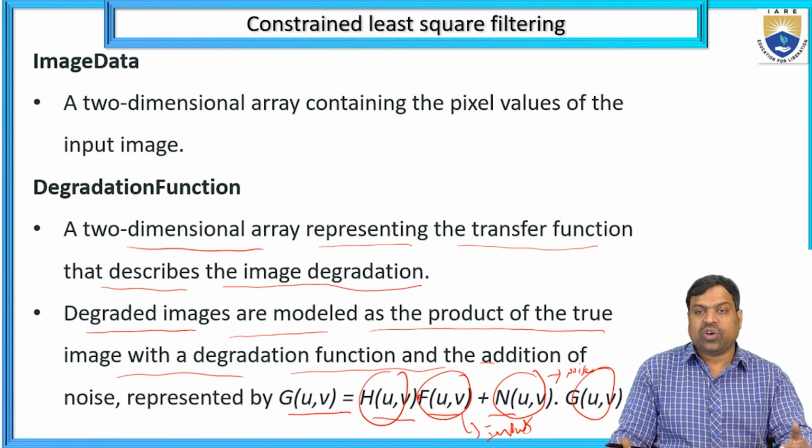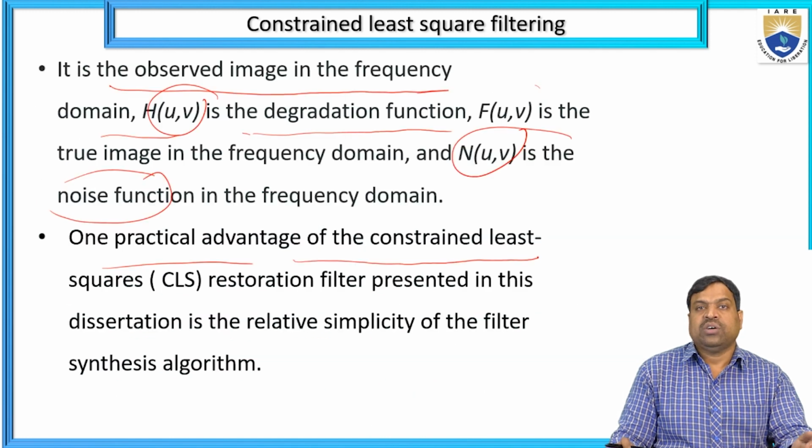The representation is g of u comma v equal to h of u comma v into capital F of u comma v plus n of u comma v. Here g of u comma v is the degraded function and n of u comma v is the noisy function. G of u comma v is the observed image frequency, h of u comma v is the degradation function, F of u comma v is the true image, and n of u comma v is the noisy function.